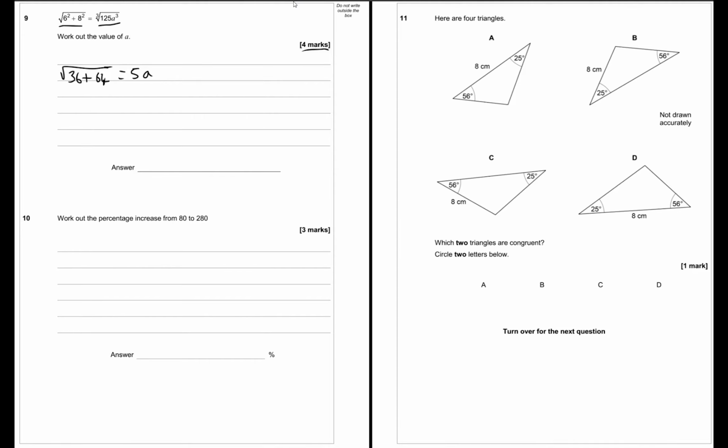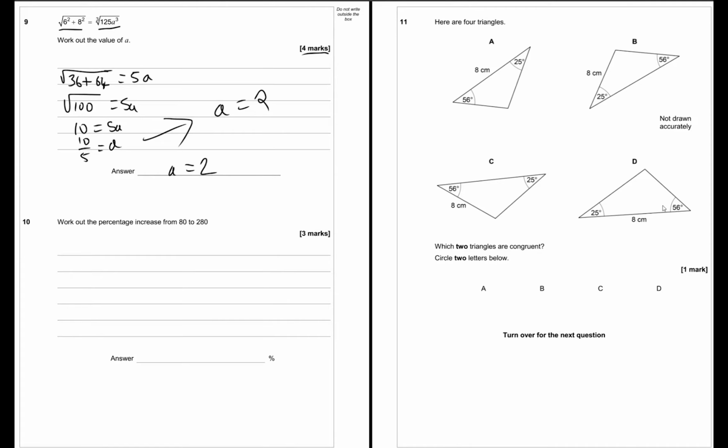Okay, so the square root of this is going to simplify to square root of 100 equals 5a. This equals 10 equals 5a. 10 over 5 equals a. And that implies that a equals 2. A equals 2. Done.